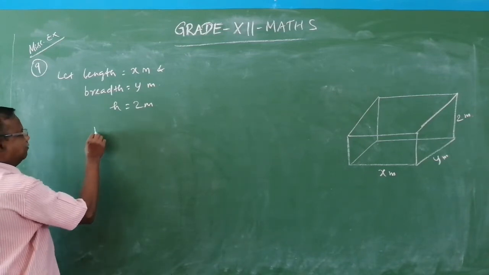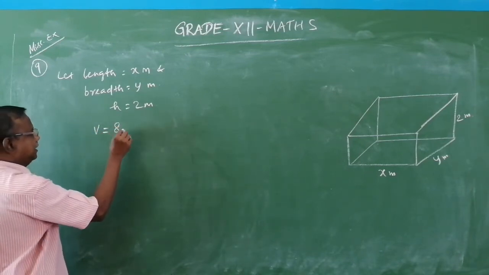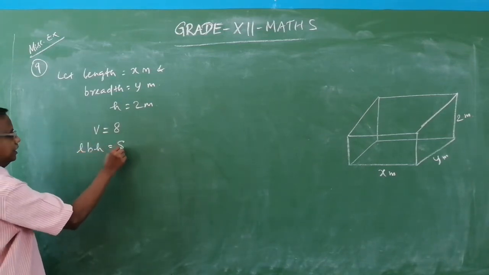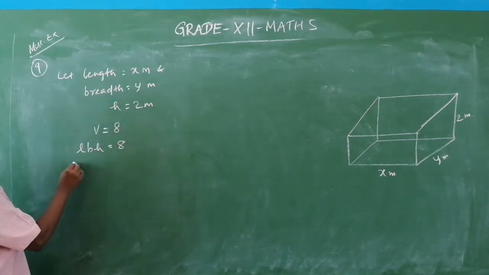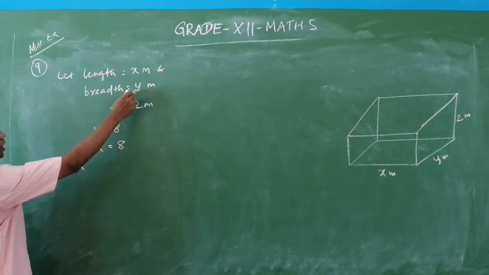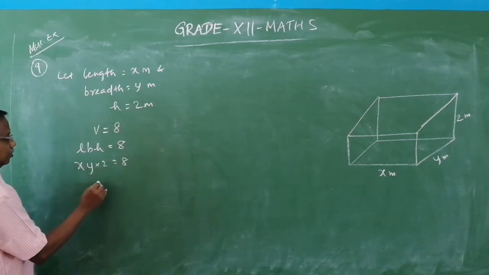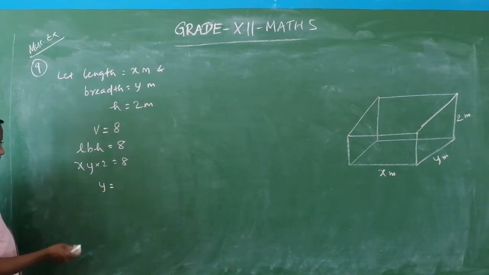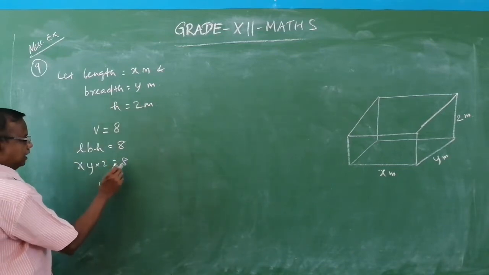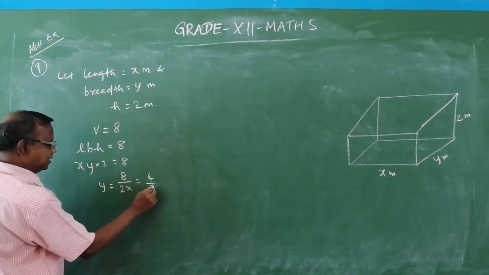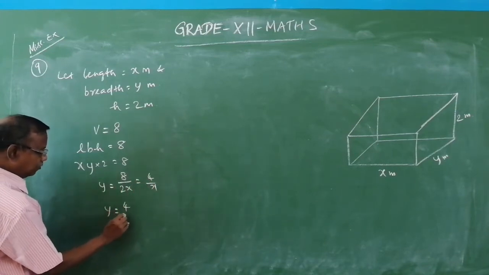Now let V be the volume. So V equal to 8 meter cube. V is nothing but L·B·H equal to 8. L is x and breadth is y, H equal to 2, so xy·2 = 8. So from this we can replace one variable in terms of another, that is y = 8/2x = 4/x.